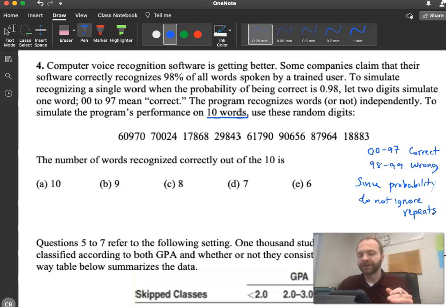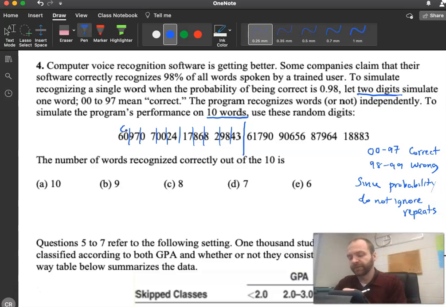So I'm going to go through, and it tells me we're going to let two digits simulate. 00 to 97 for correct, and 98, 99 for incorrect, for wrong. And I'm going to do this how many times? 10. So we're going to break it. Here's 1, here's 2, here's 3, here's 4, here's 5, 6, 7, 8, 9. And right here, 43 is going to be the 10th one. So now we go through and follow what we said. I'm going to mark C for correct, and F for fail.